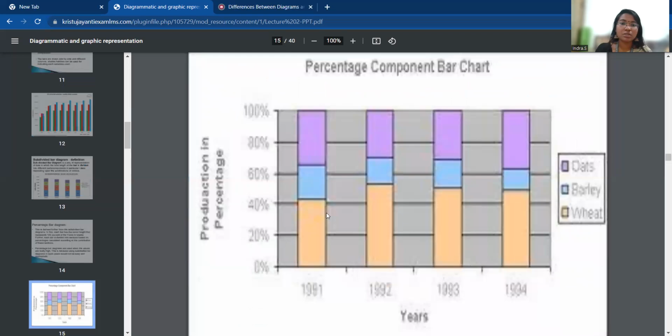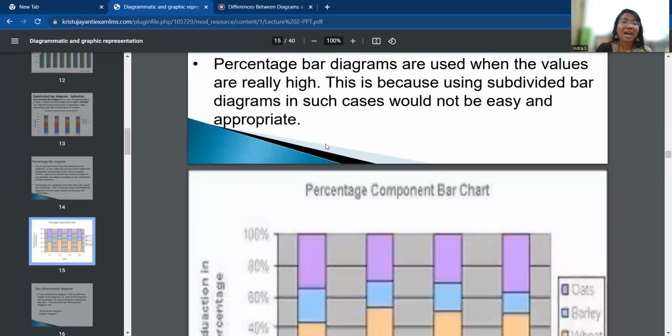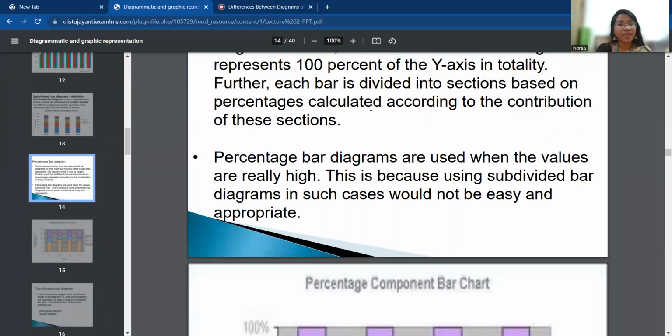If you could see, the percentage component bar diagram looks like this. First we construct a bar diagram, and then we subdivide the bar diagram. All the subdivisions are made prior to the calculation done by the researcher.